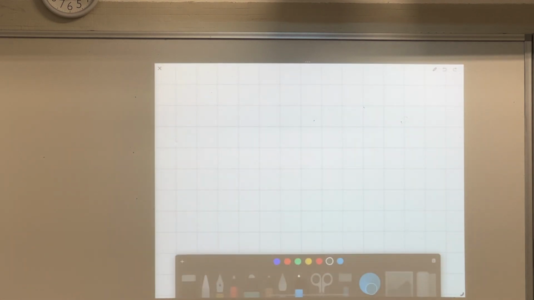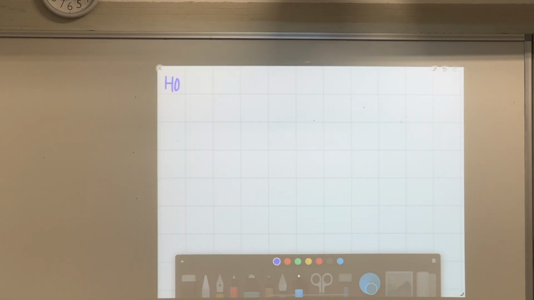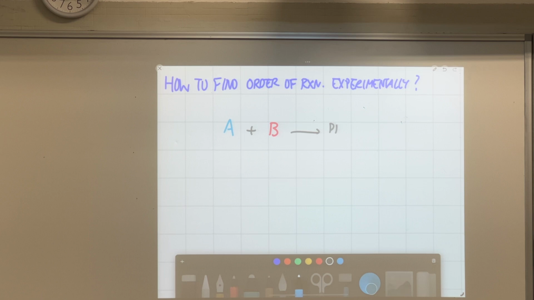So imagine that I have two reactions. Let's say, can you write this in the notebook first? How to find order of reaction experimentally. Imagine that I have two reactants, A and B. So I have A and B reacting to form product, let's just say. So I have two reactants.